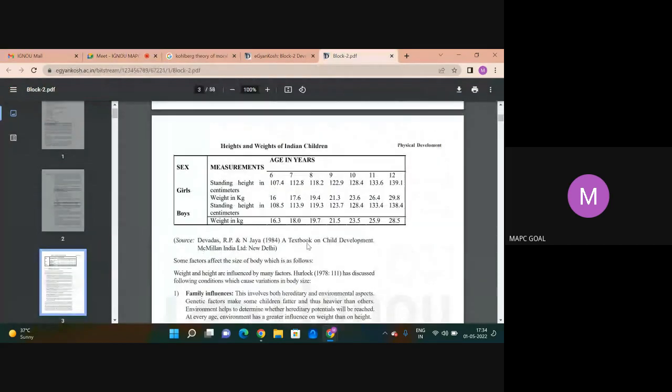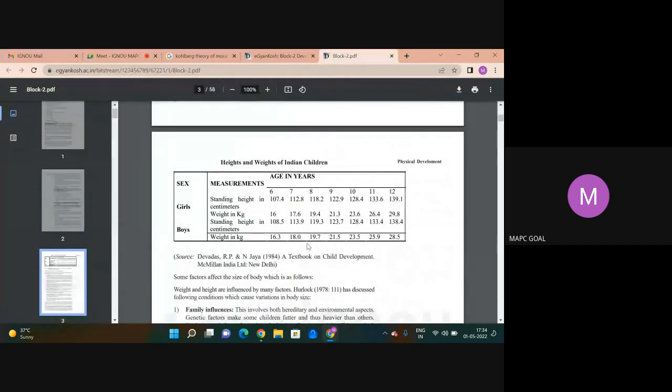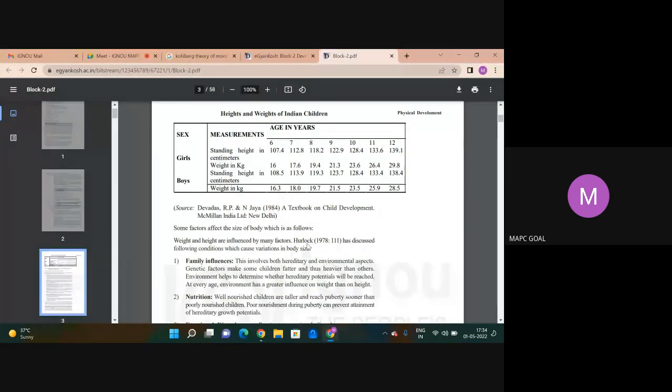So these are mentioned, it's data of the Indian context, so it could differ from your cultural setting. Girls in the Indian context, this is the age range, and the height in centimeters and weight in kg they have mentioned. Now, what are the factors?